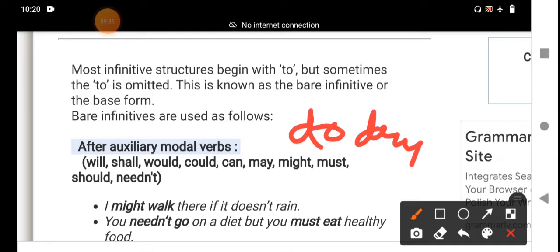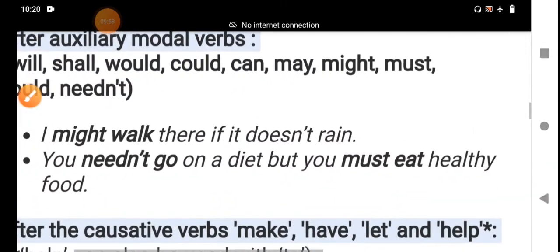Here, for example, I might walk there if it does not rain. It is an if clause, first condition. If clause and main clause. Here you should understand this example.